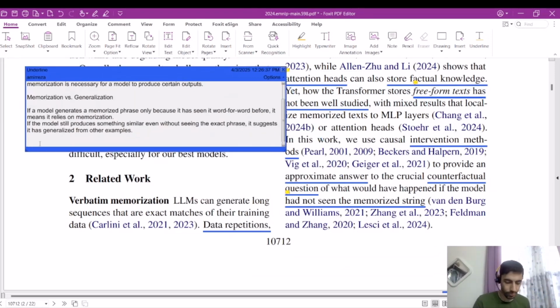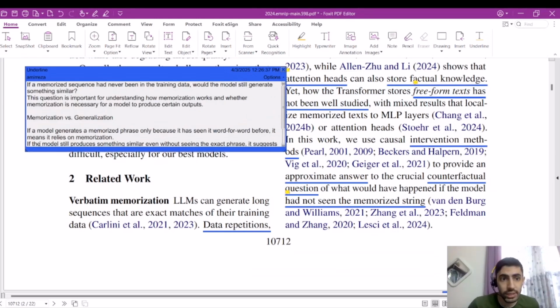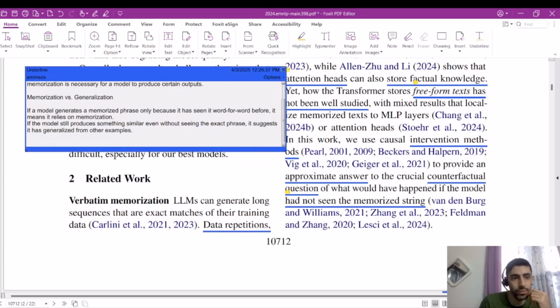Let's start with the control home. If a memorized sequence had never been in the training data, would the model still generate something similar? It's very interesting. If the memorized sequence is not in the training data, would the model still generate something similar? I mean, someone prompts it and it stores that sentence and would generate that again after the training process. This question is important for understanding how memorization works and whether memorization is necessary for a model producing certain output. So let's go to the memorization with generalization.